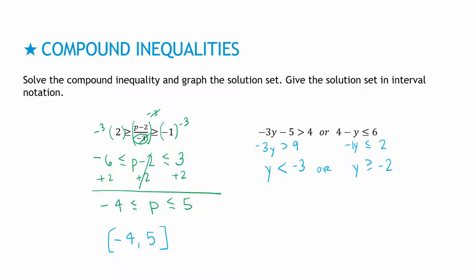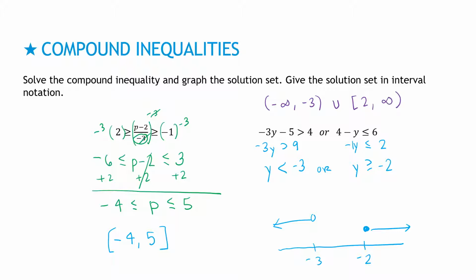So that's my "or". Again, make your graph if you need to. Negative 3, negative 2. This one would be open circle, shaded left. This one would be closed circle, shaded right. It's an "or", so my solution would be from negative infinity to negative 3, or union, because it's both of these, from 2, which is included, all the way up to positive infinity. So that is my final solution in interval notation.